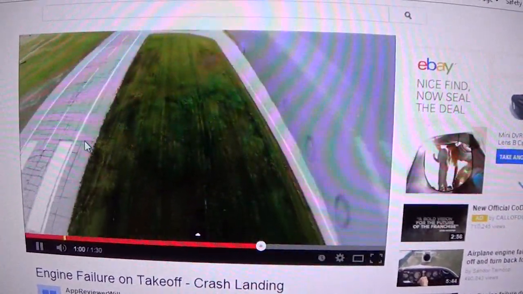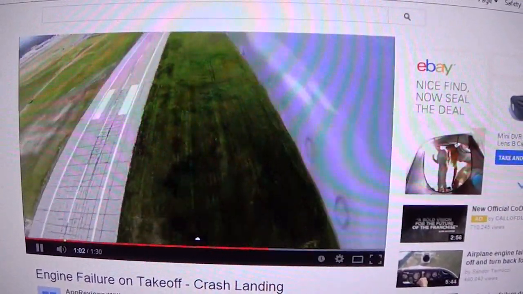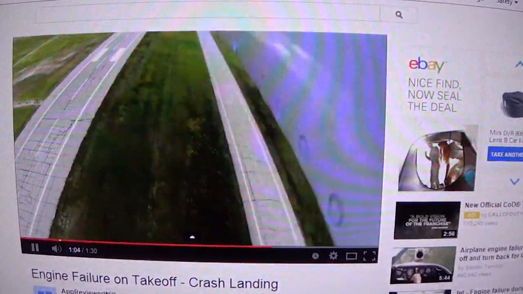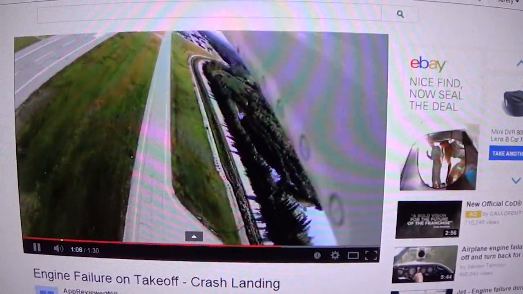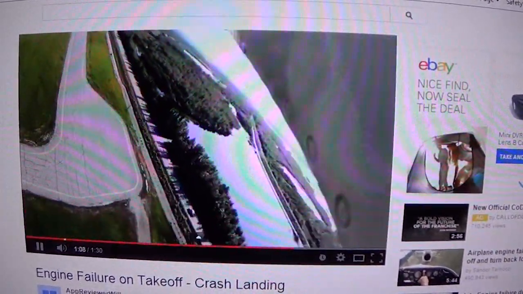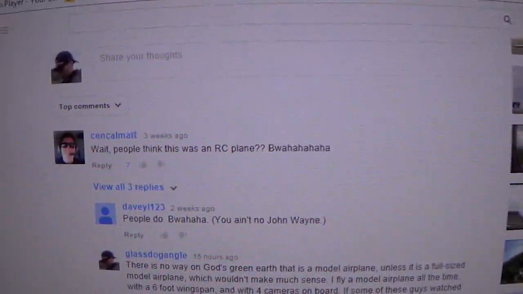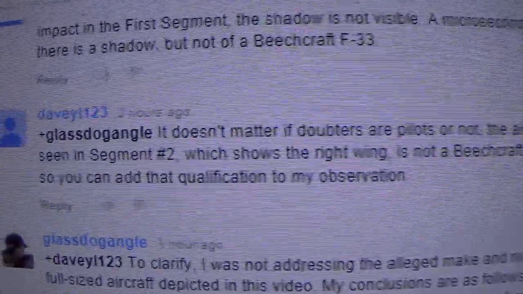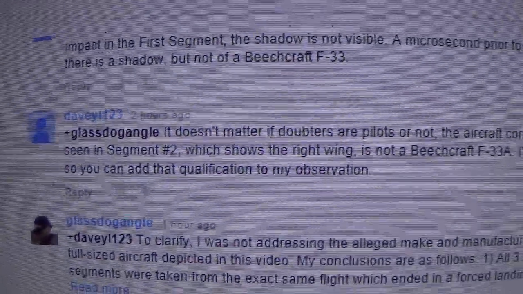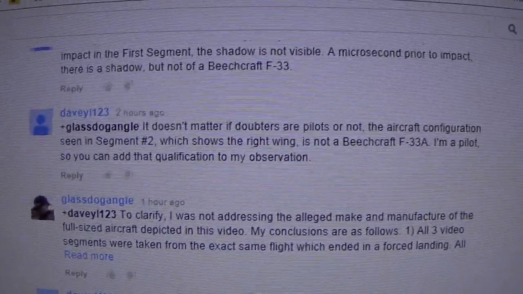Now here's segment 3. This is a downward and backward looking view. Same aircraft, same flight, and I'm about to prove it right here on YouTube. So the debate starts and it rages all through about people thinking, is this an RC plane or whatever? And then another viewer came on here and is talking about whether it's a Beechcraft or not.